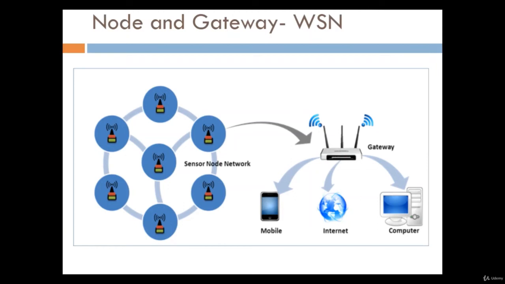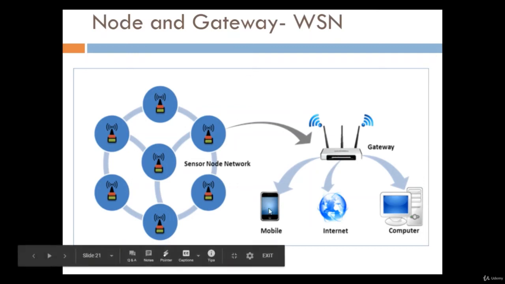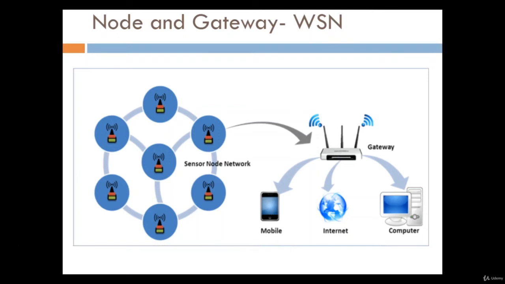So the gateway here is shown as a Wi-Fi router, but a gateway can be any other device which is a little more complex, and it is able to take the data from the sensor nodes. That gateway's responsibility is to upload the data onto the internet or onto the cloud server, where that information can be directly accessed on mobile phones, or you can access that data from your computer.